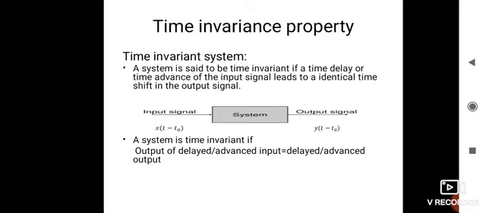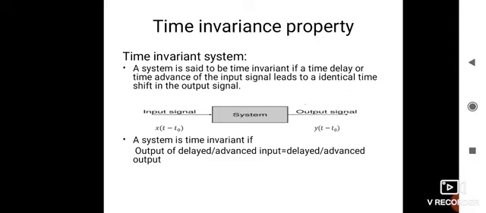Suppose I am giving one sine wave as the input signal and getting a square wave at the output, and if I am giving the shifted sine wave to the system, then I am also getting the shifted square wave at the output side. That means giving a sine wave and getting a square wave, and in the next case I am giving the sine wave in the shifted version and getting the same square wave in the shifted version. So the system is time invariant if the output of the delayed signal is equal to the delayed output. Then I say that the system is a time invariant system.